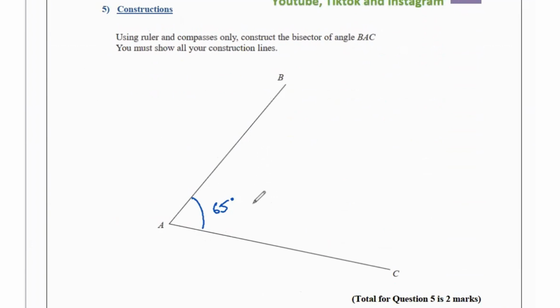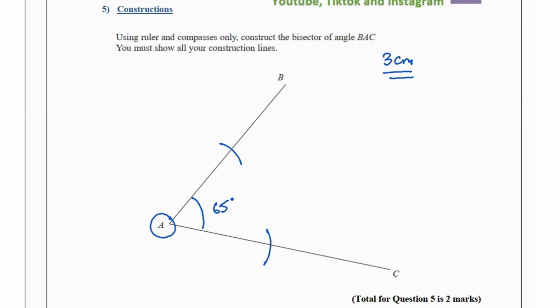So if it's 65, what you do is you take your compass, you open your compass to a length that's less than AB and less than AC. So let's say we're opening the compass to 3 centimeters. Opening the compass to 3 centimeters, you will put your compass at point A, draw a 3 centimeter arc from point A on the line AB and AC.